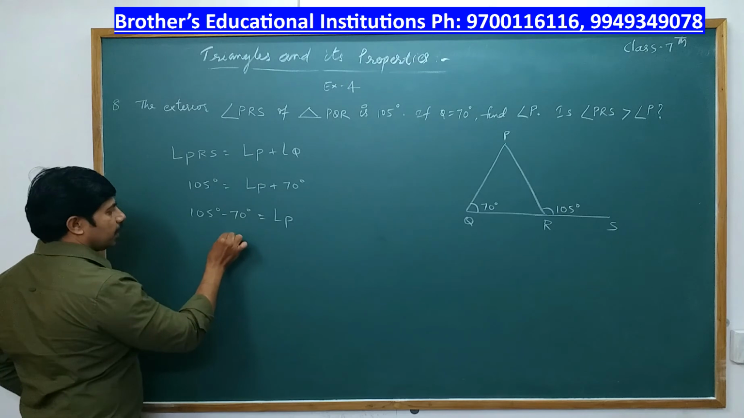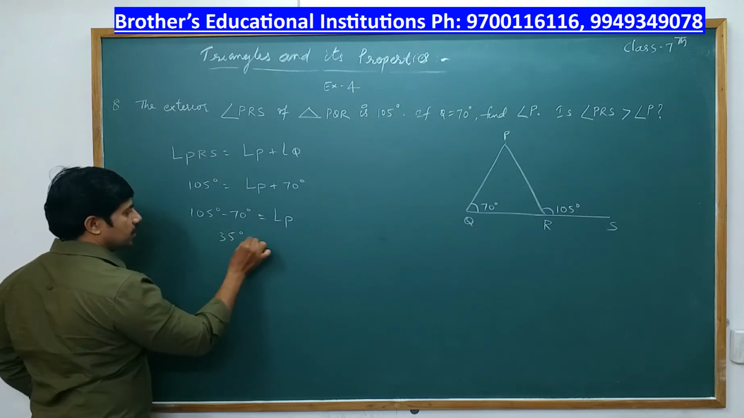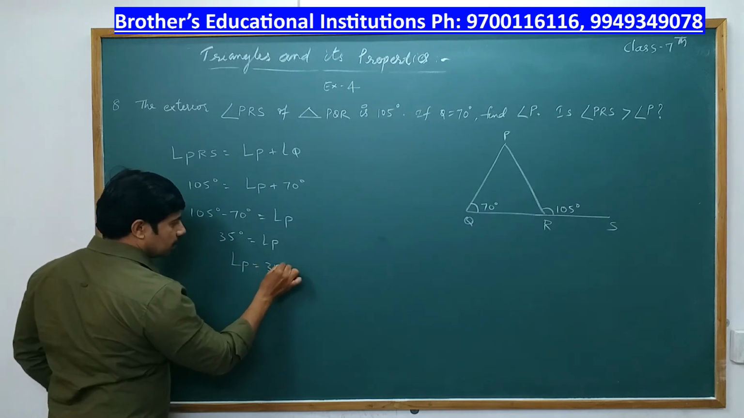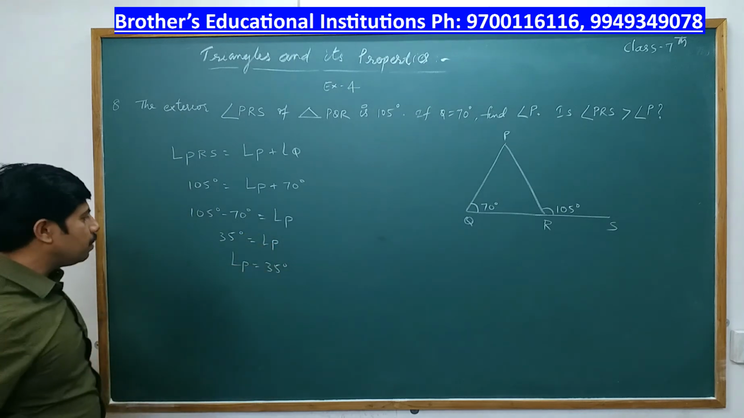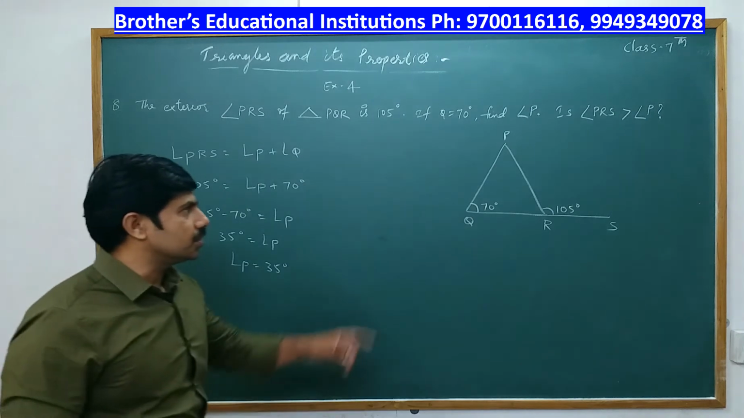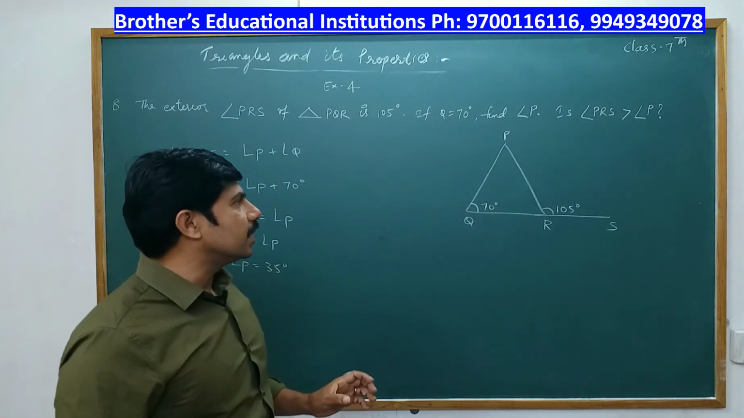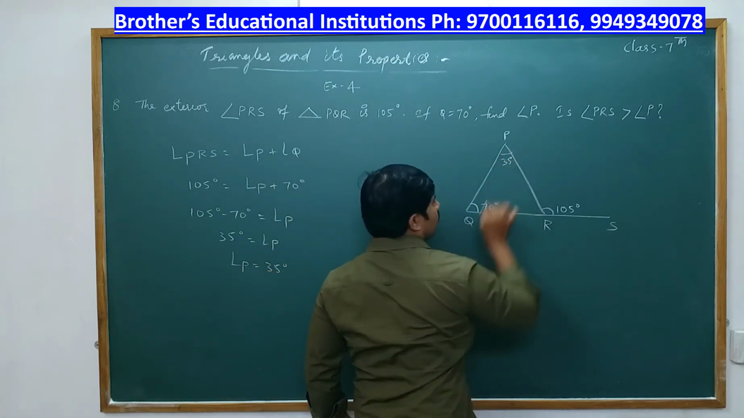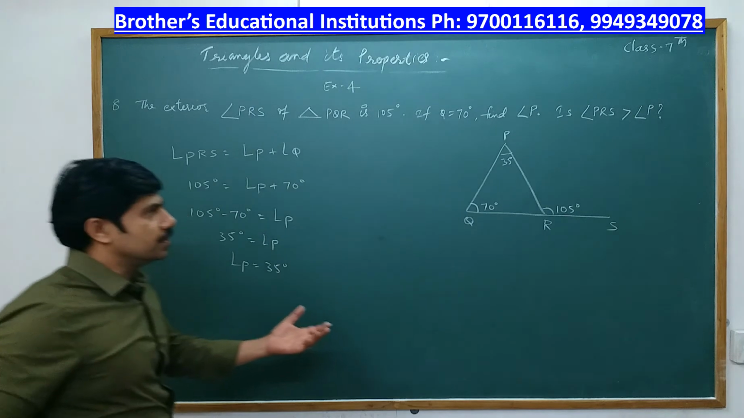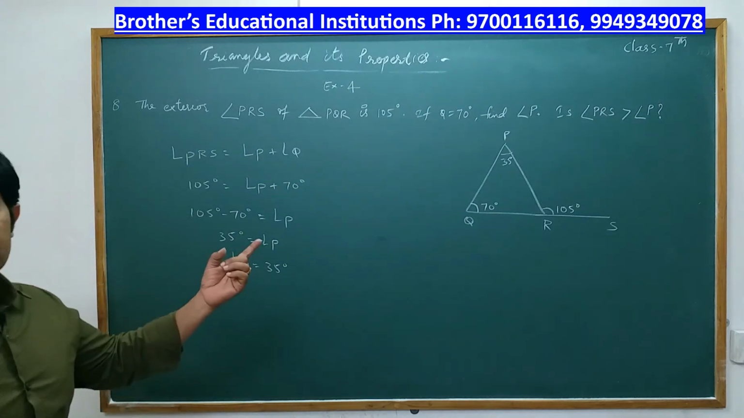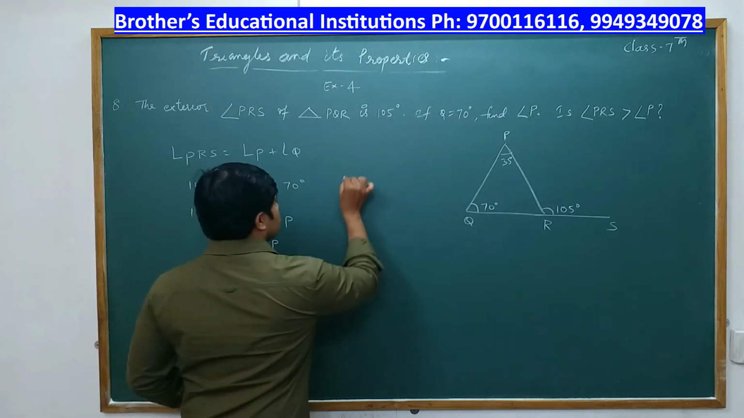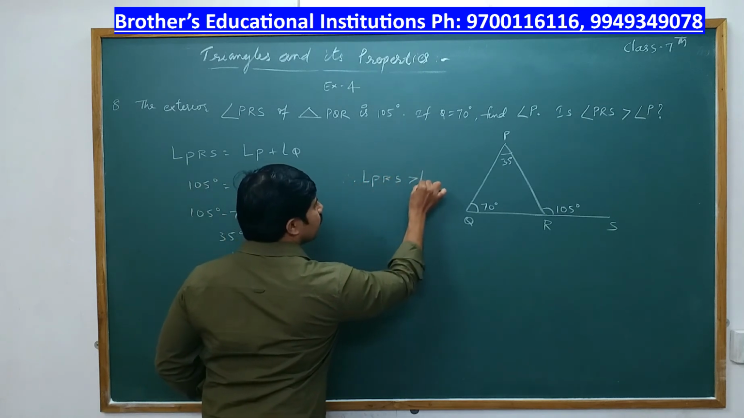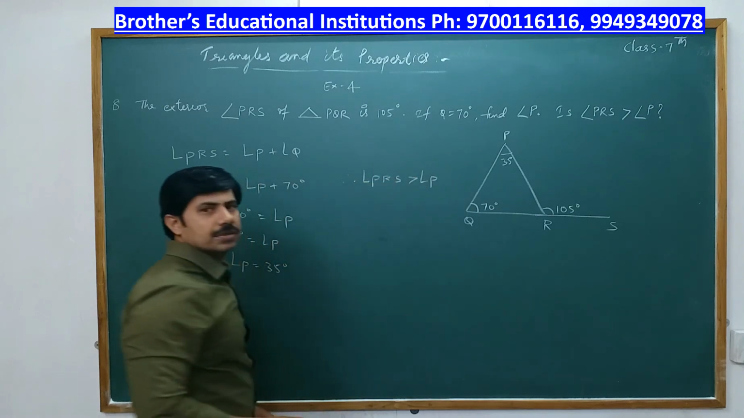So we get 5, and 10 minus 7 is 3. So what is angle P we got? Angle P is nothing but 35 degrees. Now after getting P 35 degrees, we have one more question. Is angle PRS greater than angle P? So what is angle P? We have 35 degrees. Okay, angle PRS is 105 degrees. So clearly angle PRS is greater than angle P. So we write, therefore angle PRS is greater than angle P. Okay, so this is completed.